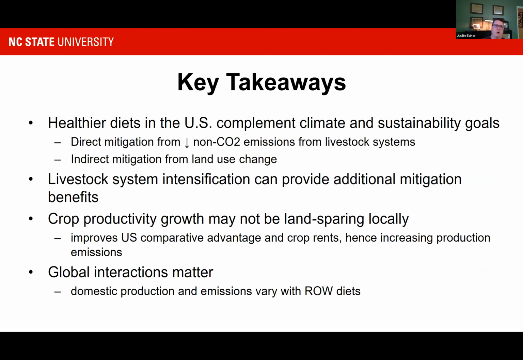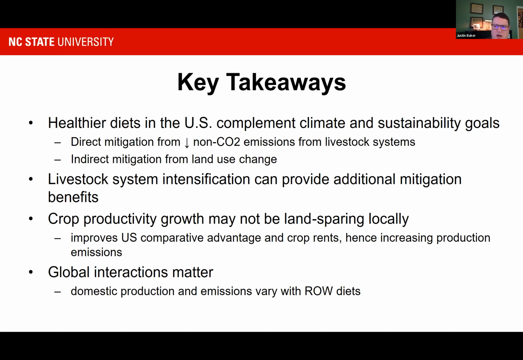Wonderful. Okay. So what we find is that our healthier diet scenarios show to be complementary with climate and sustainability goals. And they're really complementary in a couple ways, right? So we show very directly that you get mitigation benefits from shifting to an agricultural or a food production system that is less meat intensive, less livestock intensive, and reduces the amount of feed grains being produced. So although we see a relatively small change in cropland area, we see major benefits in terms of reduction in non-CO2 emissions within the livestock system.